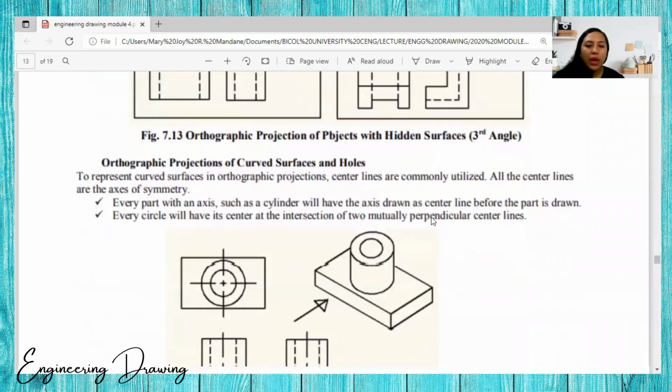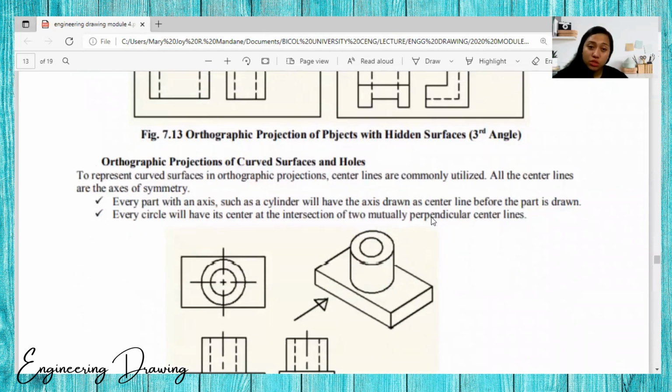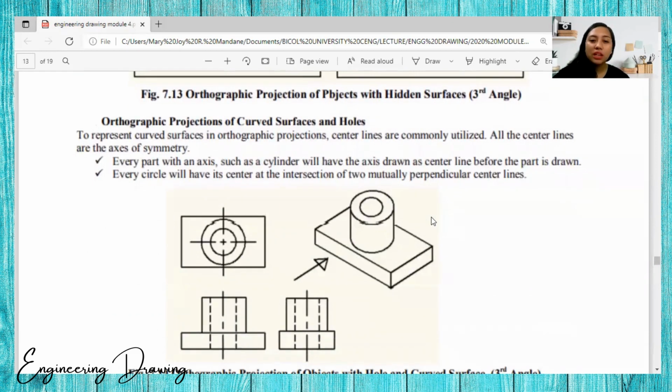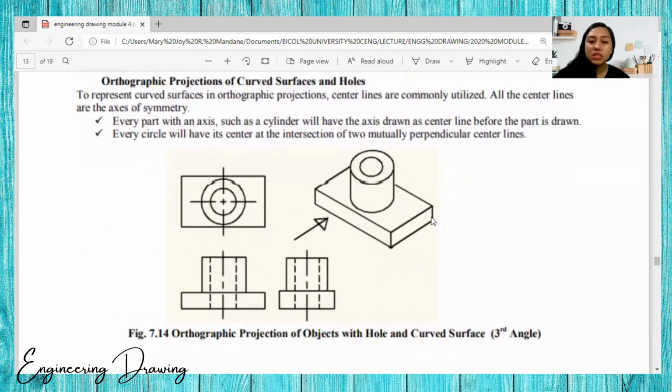Okay. We have also the orthographic projections of curved surfaces and holes. To represent curved surfaces in orthographic projections, center lines are commonly utilized, and all the center lines are the axis of symmetry. Every part with an axis, such as a cylinder, still has the axis drawn as a center line before the part is drawn. And every circle will have its center at the intersection of two mutually perpendicular center lines.